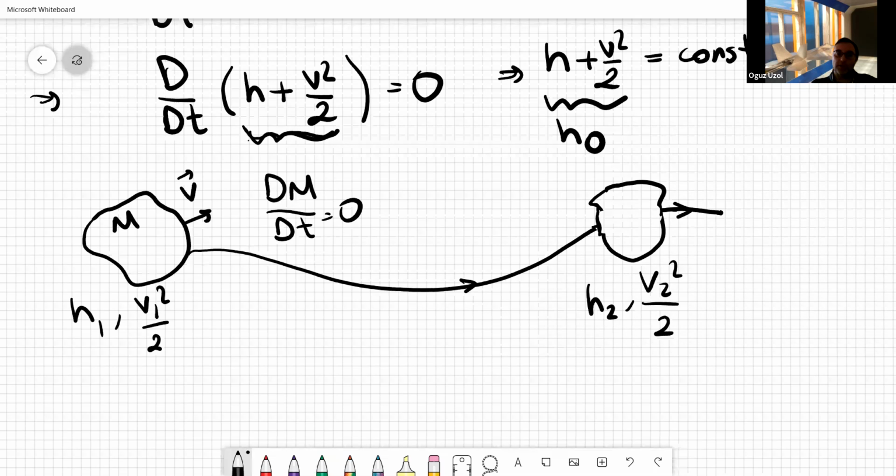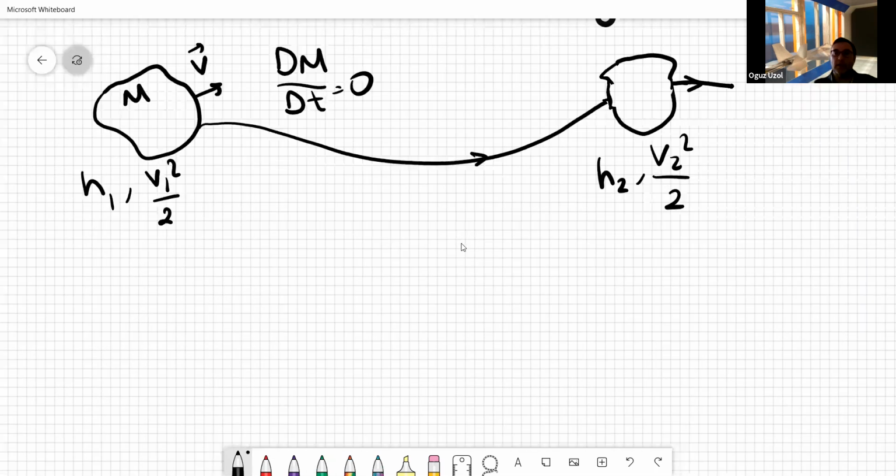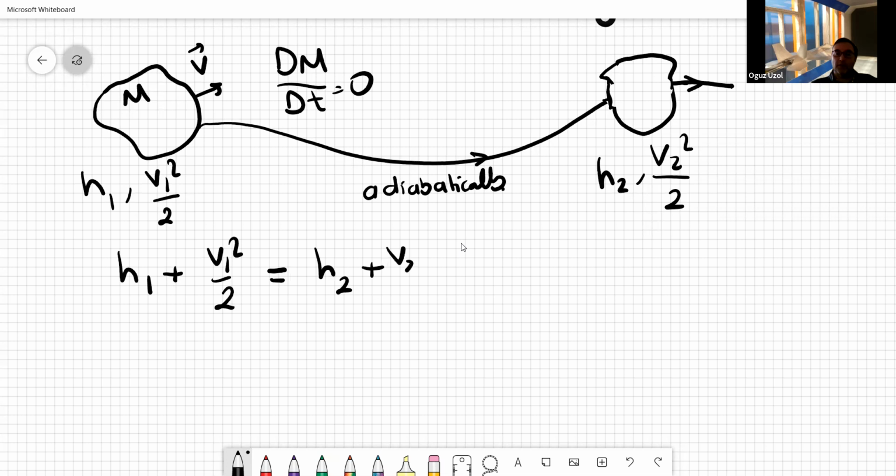Its enthalpy will change, but their summation will remain constant as long as this happens adiabatically, with no heat transfer occurring. So basically what we are saying is H1 plus V1 square over 2 must be equal to H2 plus V2 square over 2. So H01, the stagnation enthalpy at state 1, must be equal to the stagnation enthalpy at the second state.